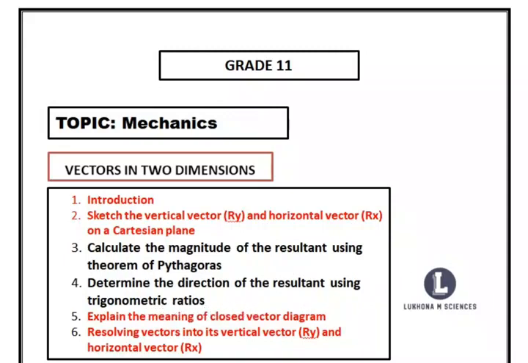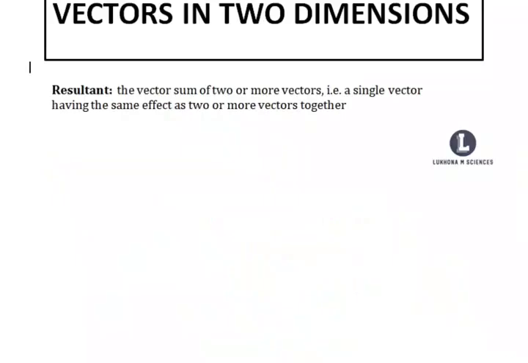The definition that we have here, there are many definitions. The resultant is the vector sum of two or more vectors. That is a single vector having the same effect as two or more vectors together. So which means we are combining vectors here.